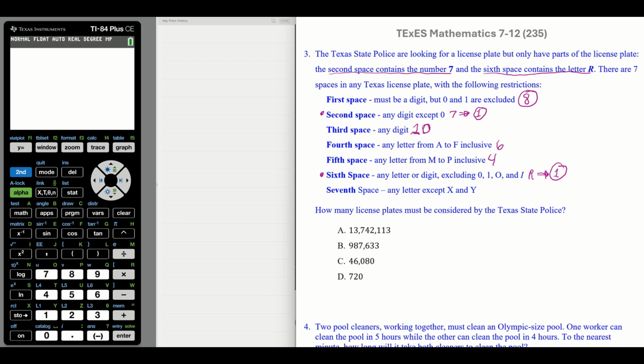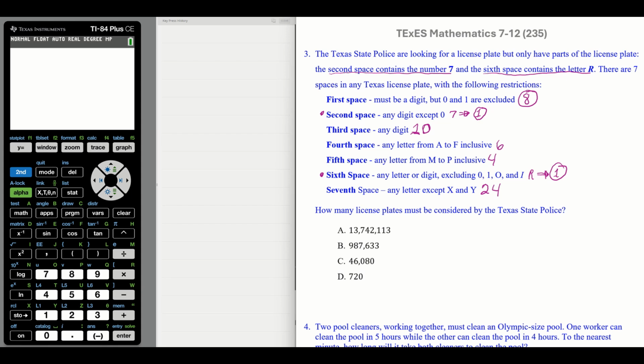And then the seventh space, any letter except for X and Y. So there's 26 letters in the alphabet, minus 2, that's 24.